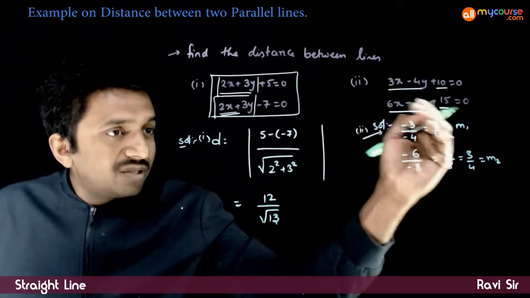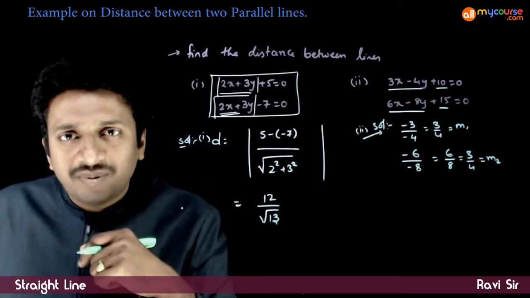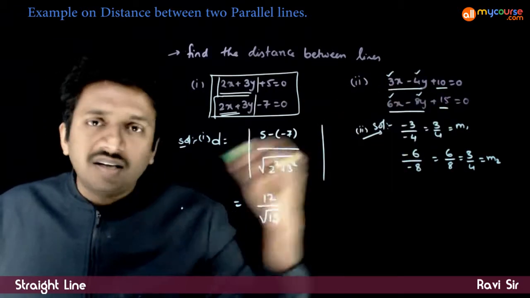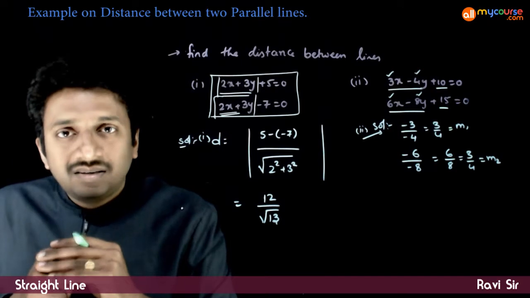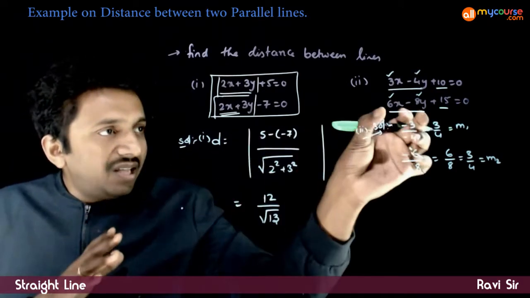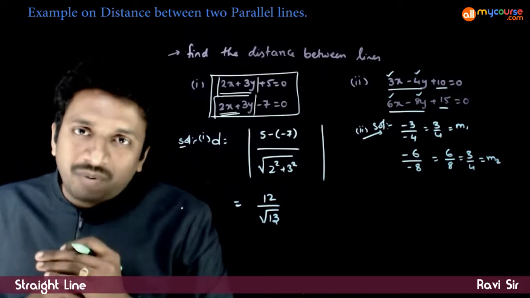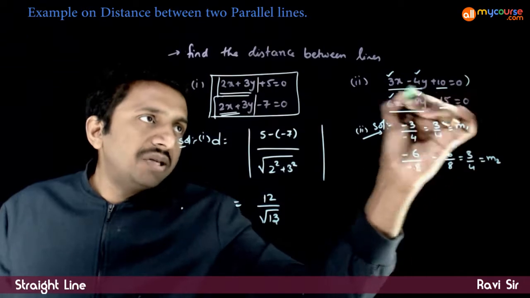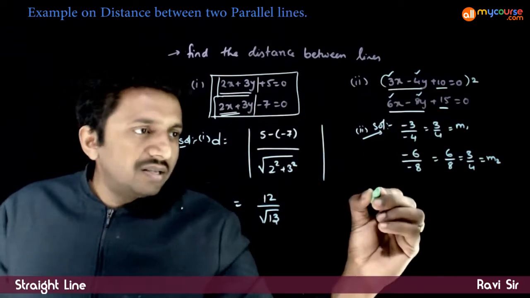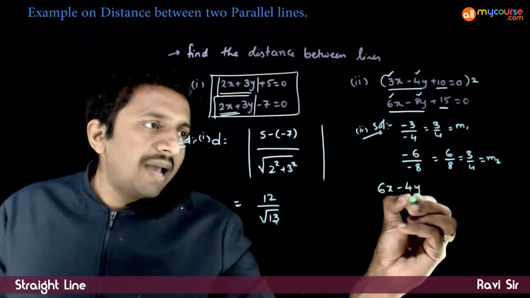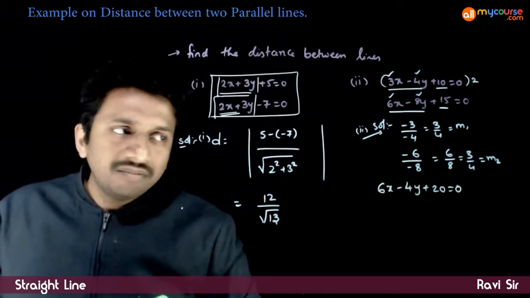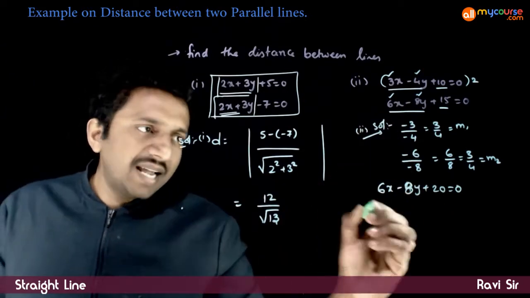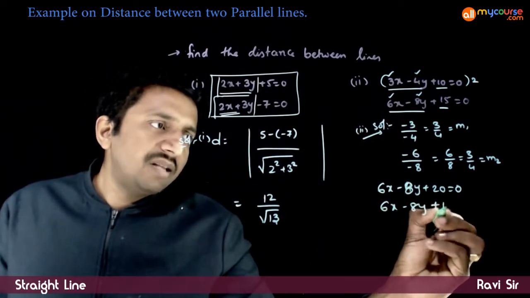But I cannot directly use the formula (c1 - c2) by root of a square plus b square, because the values of a and b are different in these two lines. So first what you need to do is, you need to equate these two numbers, then apply the formula. For that, I can multiply the first equation with a 2. So the first equation becomes, sorry, 6x - 8y + 20 = 0. The second equation is 6x - 8y + 15 = 0.